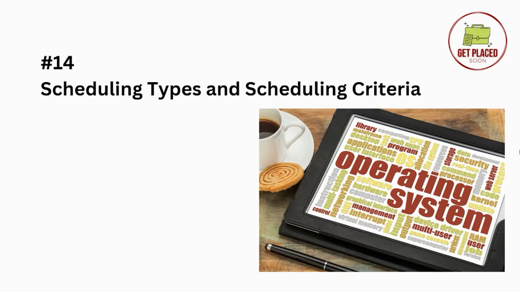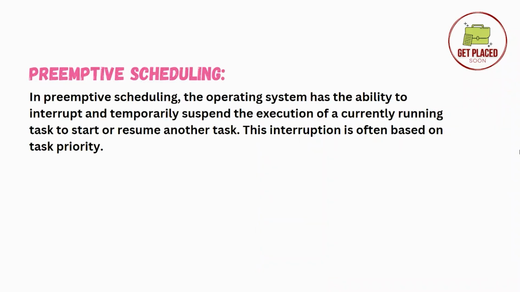So, basically, we have two types of scheduling. One is preemptive and the second is non-preemptive. First, let's start with preemptive scheduling. In preemptive scheduling, the OS has the ability to interrupt and temporarily suspend the execution of the currently running task. So, for example, process A is executing. If it is preemptive scheduling, we can stop process A and we can continue or start process B if we want to start. And this interruption is often based on task priority.